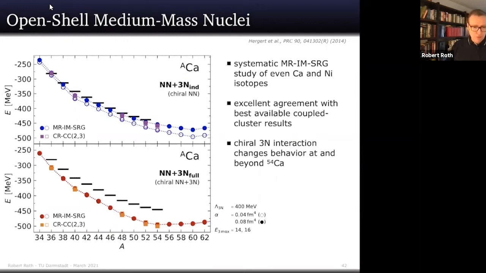So you can simply write to Ruprecht Machleit or Evgeny Epelbaum and ask them for this or that interaction, and you will get a little Fortran code which computes, for given angular momentum quantum numbers, momentum space matrix elements of the two-body force. And you can then go from there and put it into the basis representation you like, do the SRG, and so on.